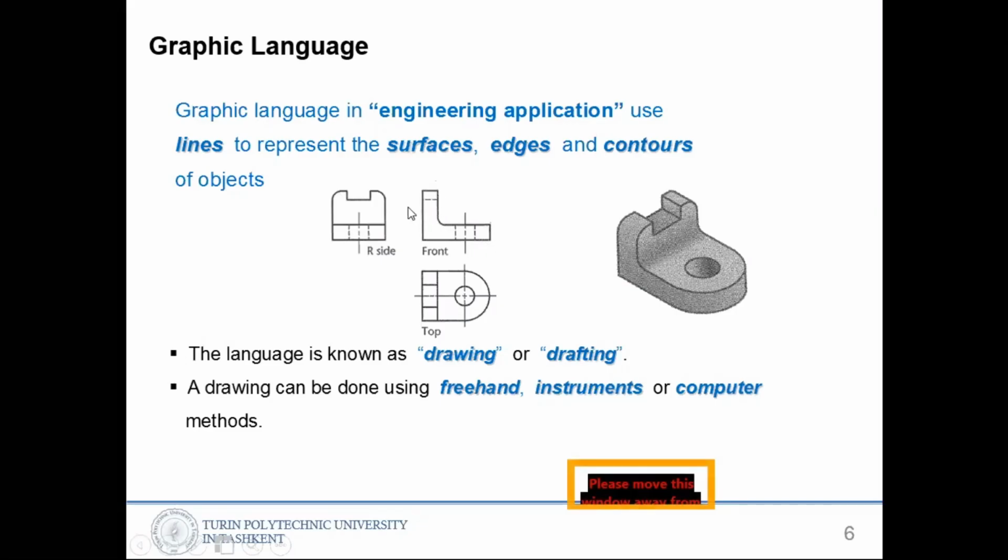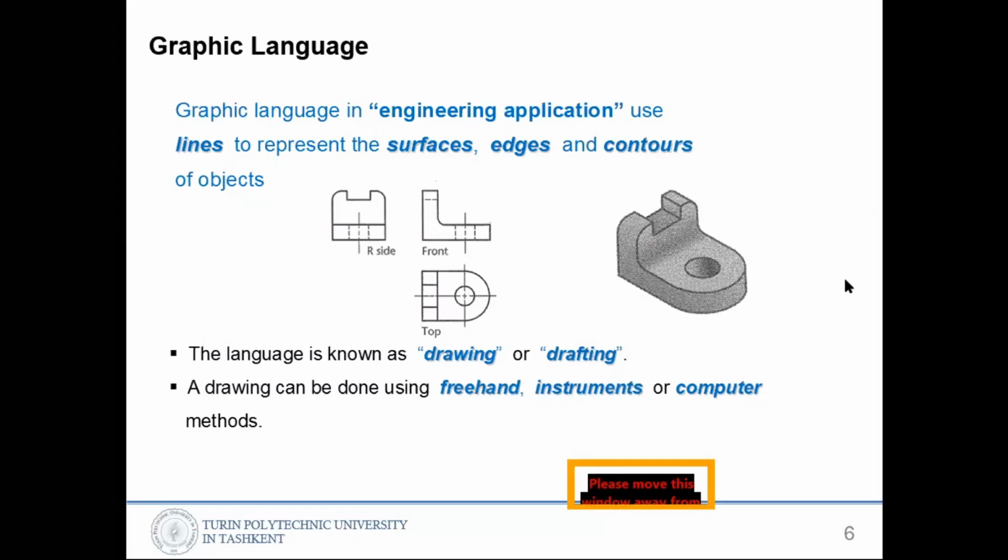Okay, so the outer contour is shown, and there are some lines that show the center of the hole or the symmetry center. So this kind of language is known as drawing or drafting. Okay, so this graphic language is called drawing or drafting. And a drawing can be done using freehand, instruments, or computer methods. There are types. Drawing can be done using freehand, by using instruments, or computer methods.